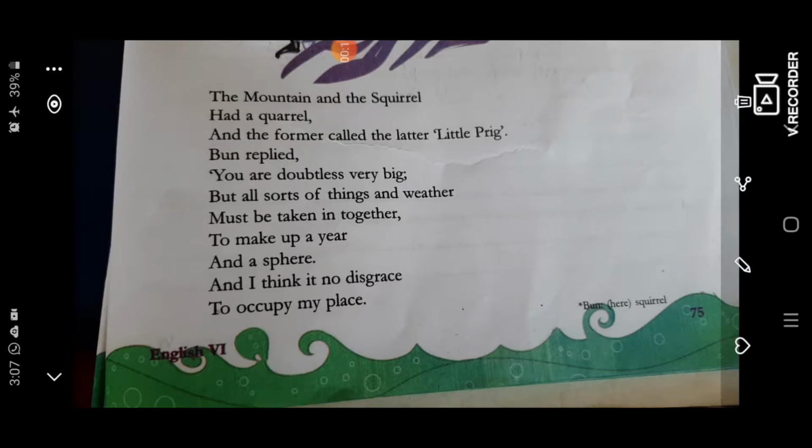The mountain and the squirrel had a quarrel, and the former called the latter little prig. The squirrel replied, "You are doubtless very big, but all sorts of things and weather must be taken in together to make up a year and a sphere, and I think it no disgrace to occupy my place."